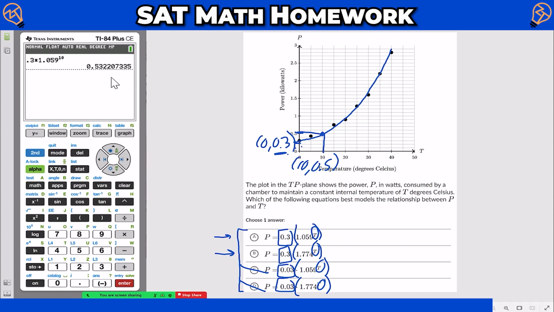If you really want to check it, we could go back and I would just press up a couple times, press enter, and just change this from 059 to 774. Press enter, and that's way off. It's not going to be 92 point something. So the correct answer option is A.